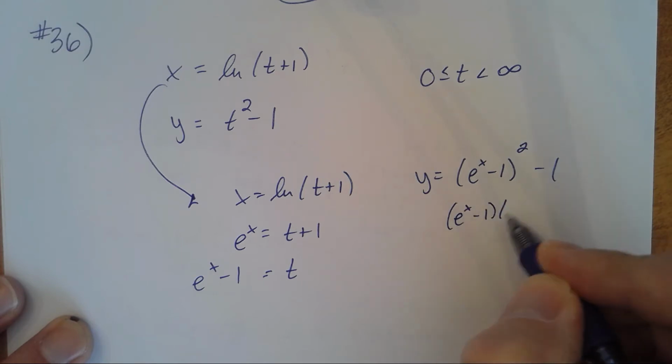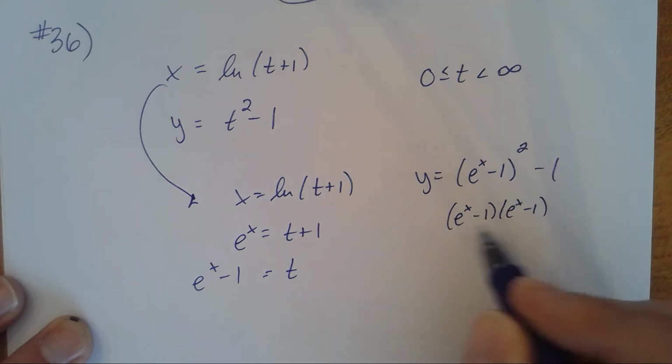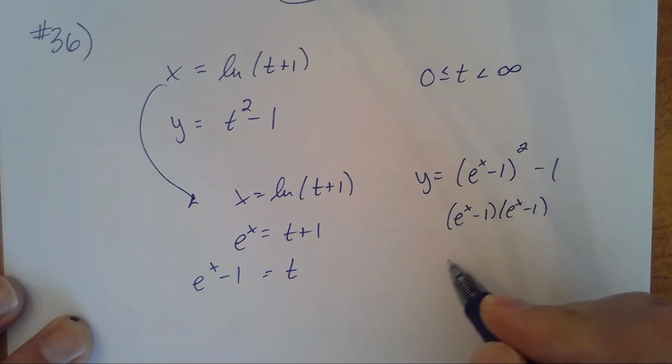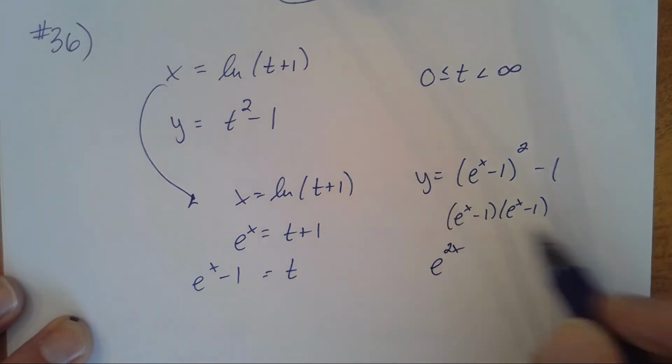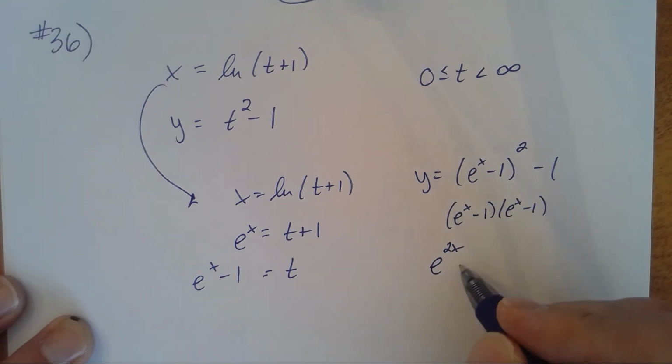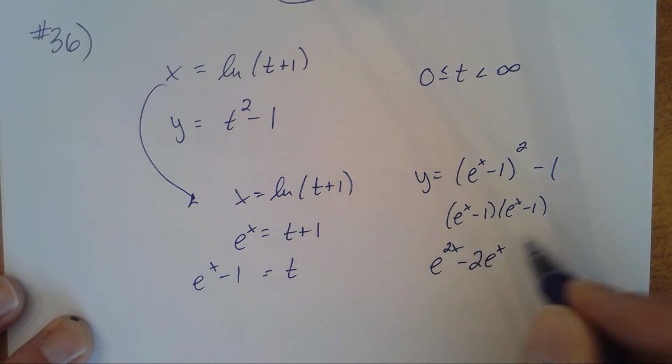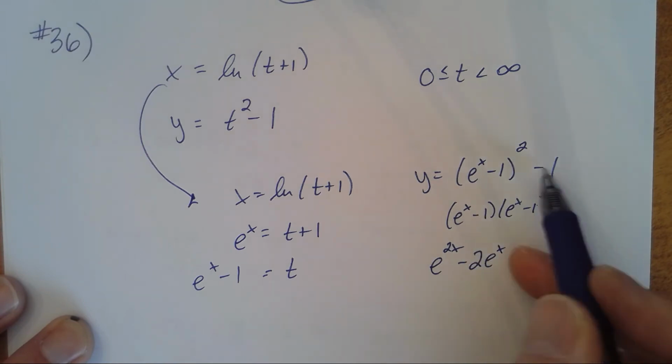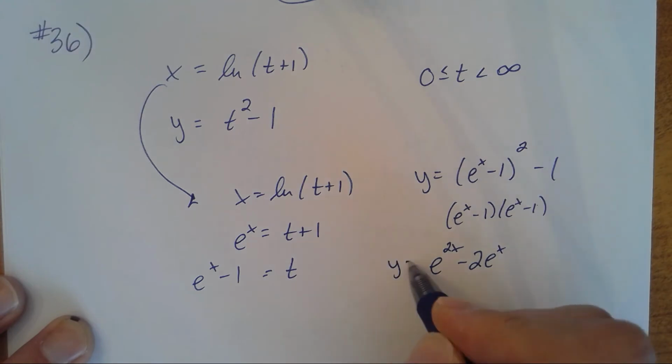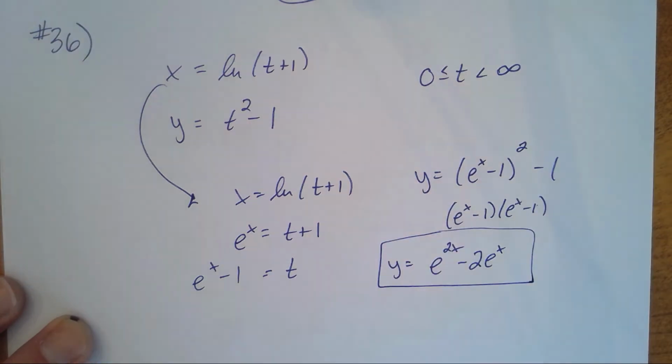So I get e to the x times e to the x, which is e to the x squared, or e to the 2x, minus e to the x, minus e to the x, so minus 2 e to the x, plus 1 minus 1. So there's my simplified Cartesian equation.